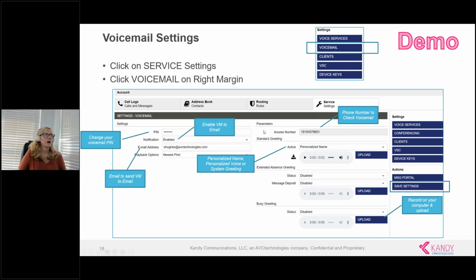If you'll notice in the top right under parameters, this is what number you call to check your messages. If you're not in the office and have a phone and hit the messages on your phone or on a soft client to be able to do that. So if you just want to call from your home number, let's say, or anywhere else.